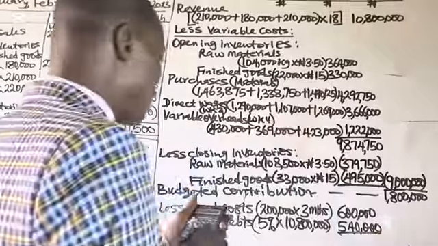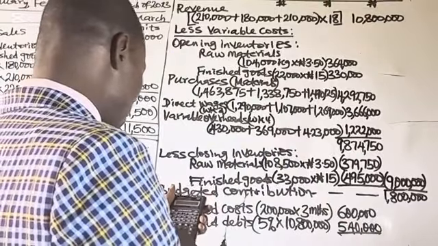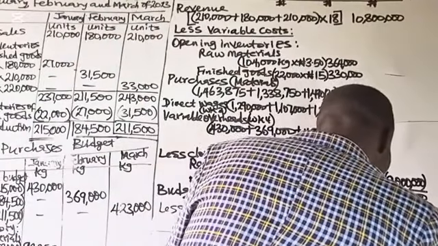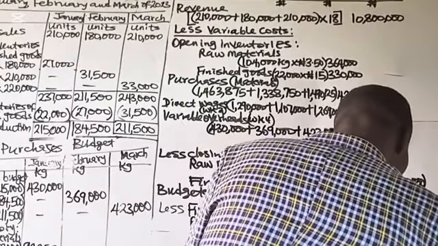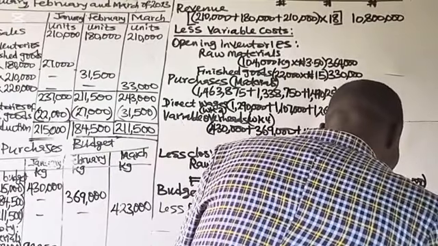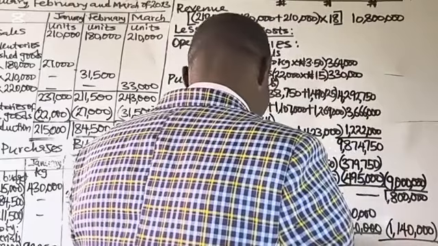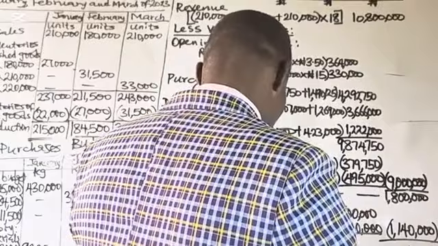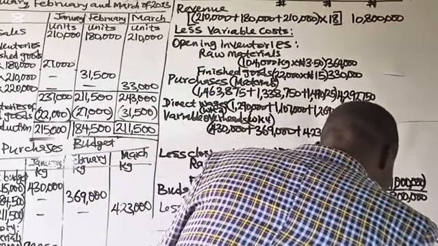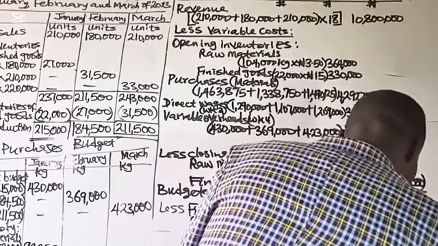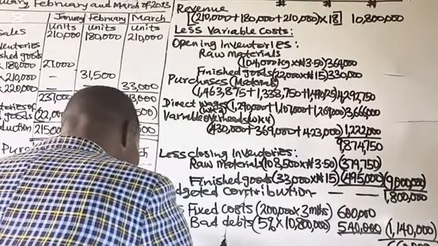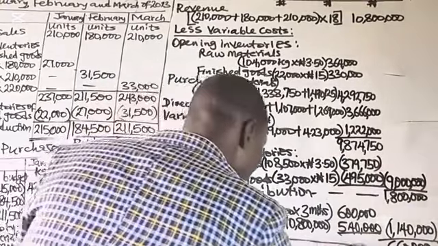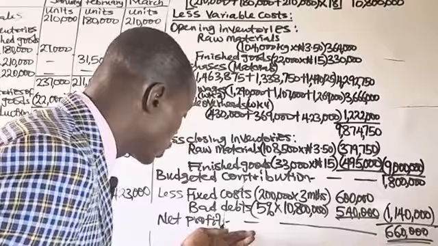So if you sum up 540,000 and 600,000, we have 1,140,000. If you subtract 1,140,000 from 1.8 million, then you have 660,000. The 660,000 is our net profit. So this marks the end of the solution to this question.